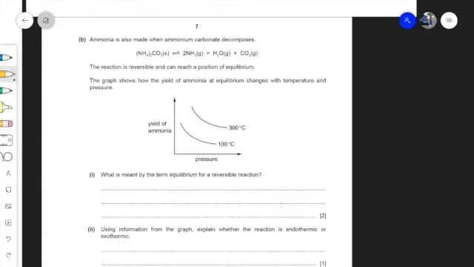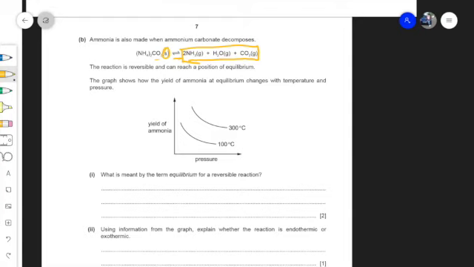Ammonia is also made when ammonium carbonate decomposes. And notice something, it is a reversible reaction. If you notice, we have got a solid here, and we have got gases that you are going to form. So this reaction is reversible and can reach a position of equilibrium.